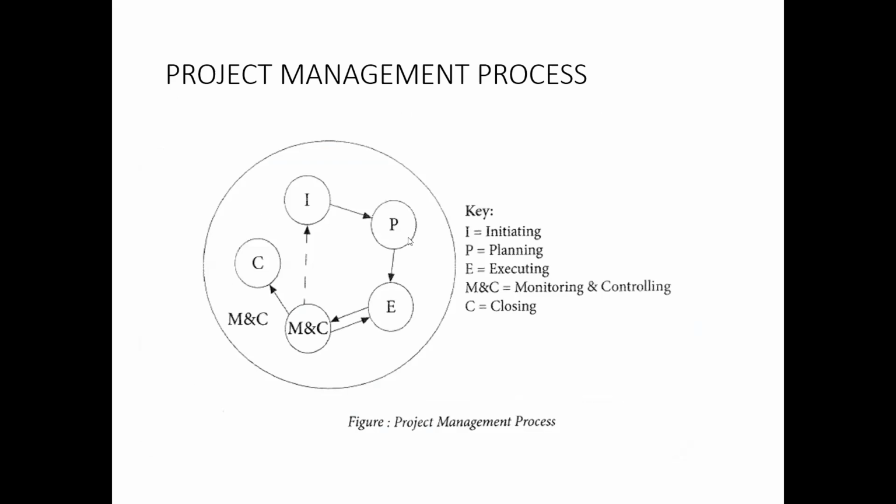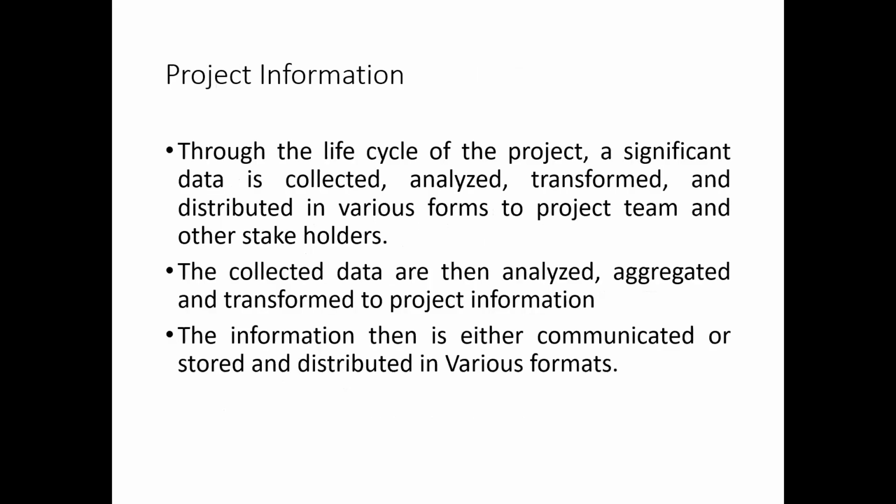We have I for initiation, P for planning, E for execution. Execution and monitoring and controlling are interlinked to each other by arrows. So it means there is coordination between the execution and monitoring and controlling process groups. And then we have closing. So this is the definition, and this is the representation of the process groups.